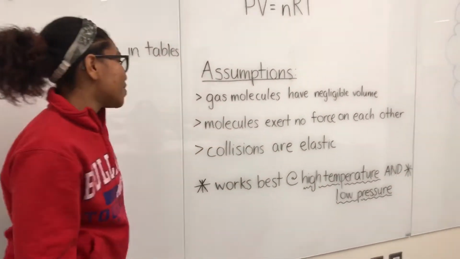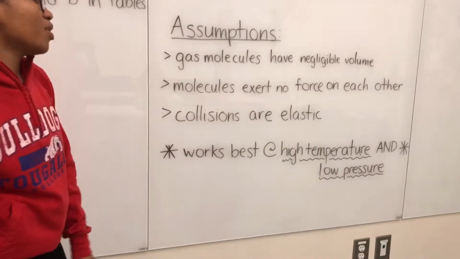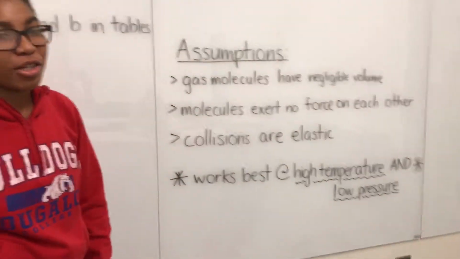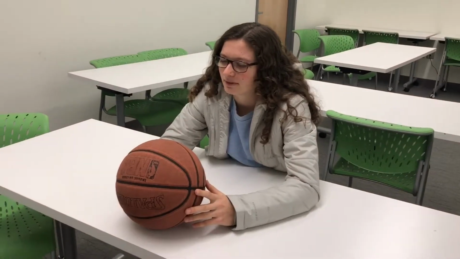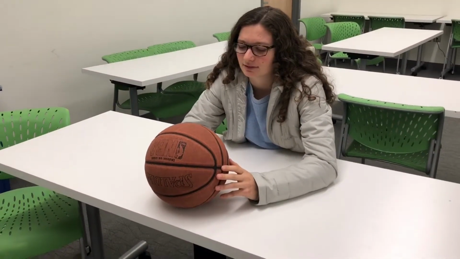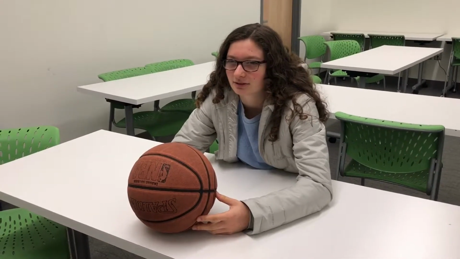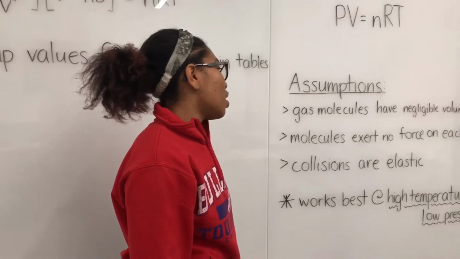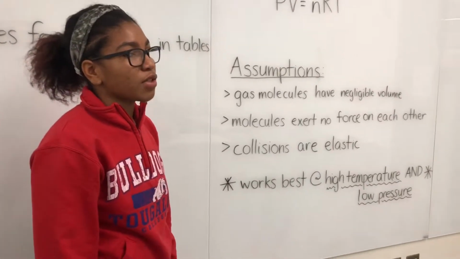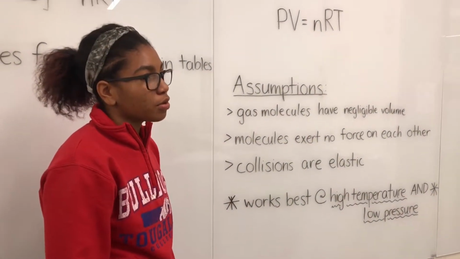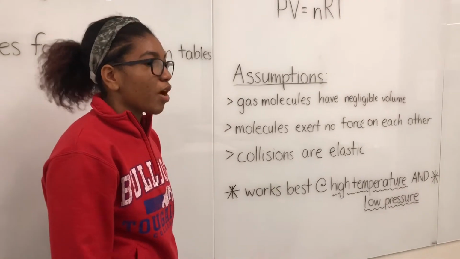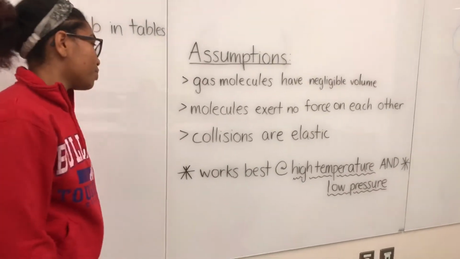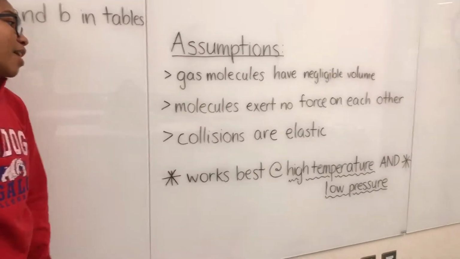Okay, yeah. So then the next one is that molecules exert no force on each other. Do you know what that means? Yeah, but it doesn't really make sense because isn't there always attractive and repulsive forces between molecules? Well, yes, but in the ideal gas law, we're assuming that these molecules do not actually exert a force on each other because it's just so negligible. Okay, so very small force. Right, which is negligible. And then our third assumption is that collisions are elastic.